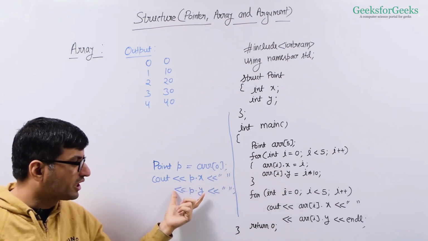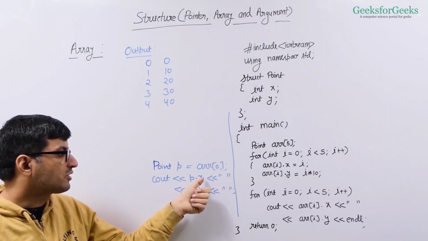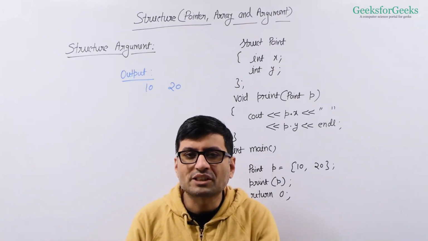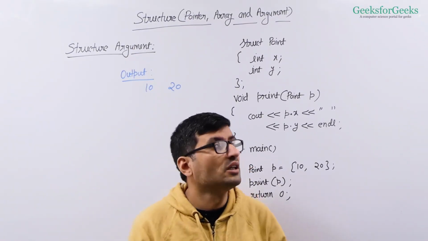And this cout statement, if I add it to this program here, is going to print 0 and 0 as output. Let us now talk about passing structures as arguments to functions.